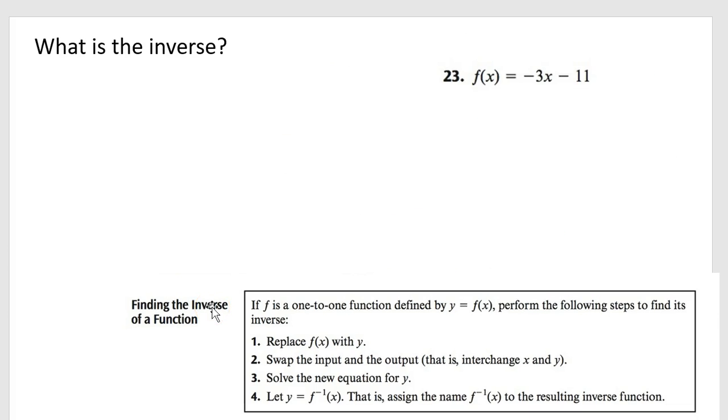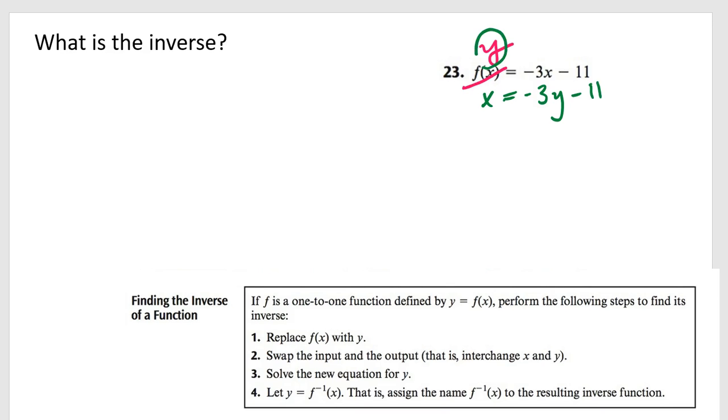Now we're going to find the inverse of this continuous function. Step 1, replace f of x with y. Now, it may be given as y, and in that case, you can skip this step. What they're saying is just cross this out and write it as y. Step 2 says swap the input and the output. And that literally is what you're going to do. So wherever there's a y, you're going to hit x. I'm going to rewrite this as x is equal to -3y minus 11.